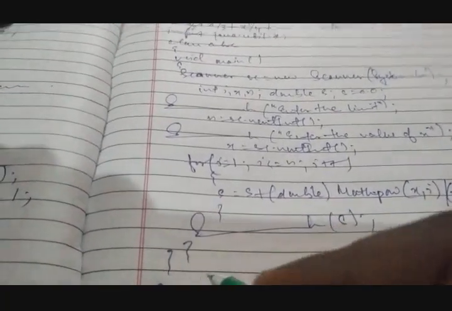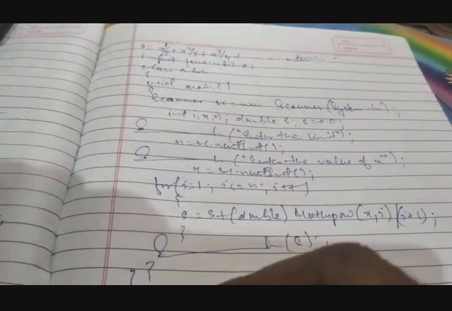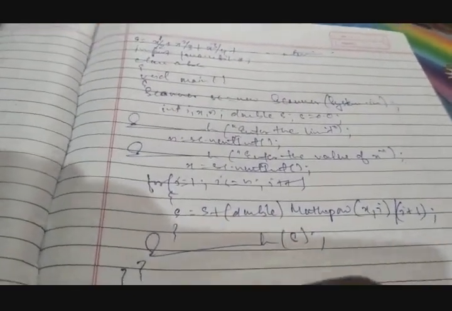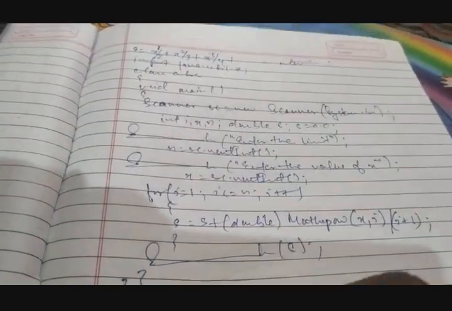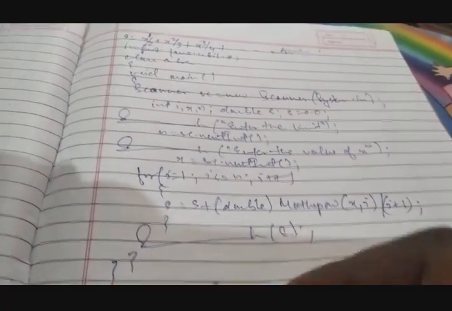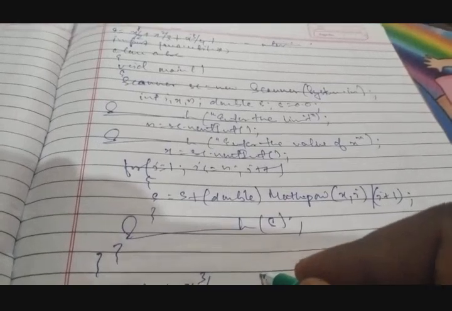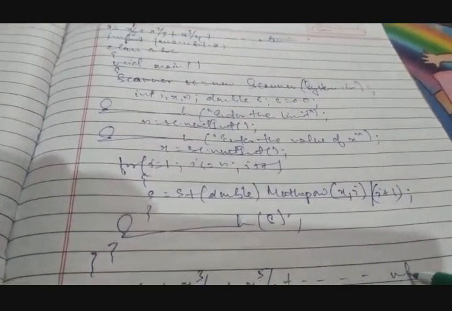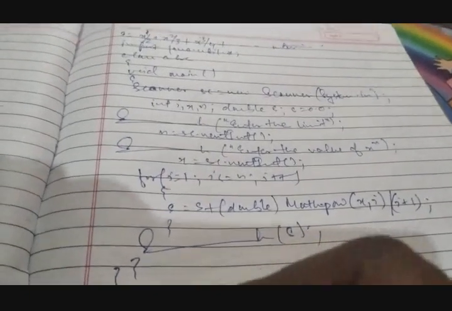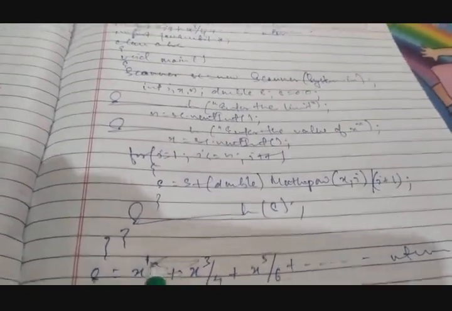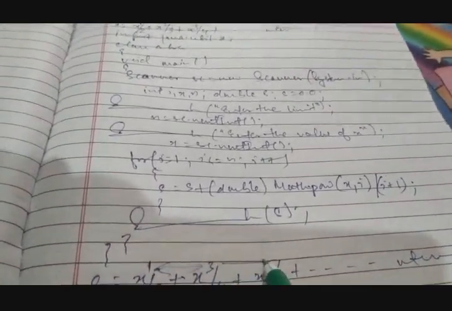Now s equals to, board has asked like this also, x to the power 2 plus x to the power 3 upon 4 plus x to the power 5 upon 6 plus dot dot dot n terms. Now look at the loop here. What is the difference here? 2. So loop is incrementing twice here.